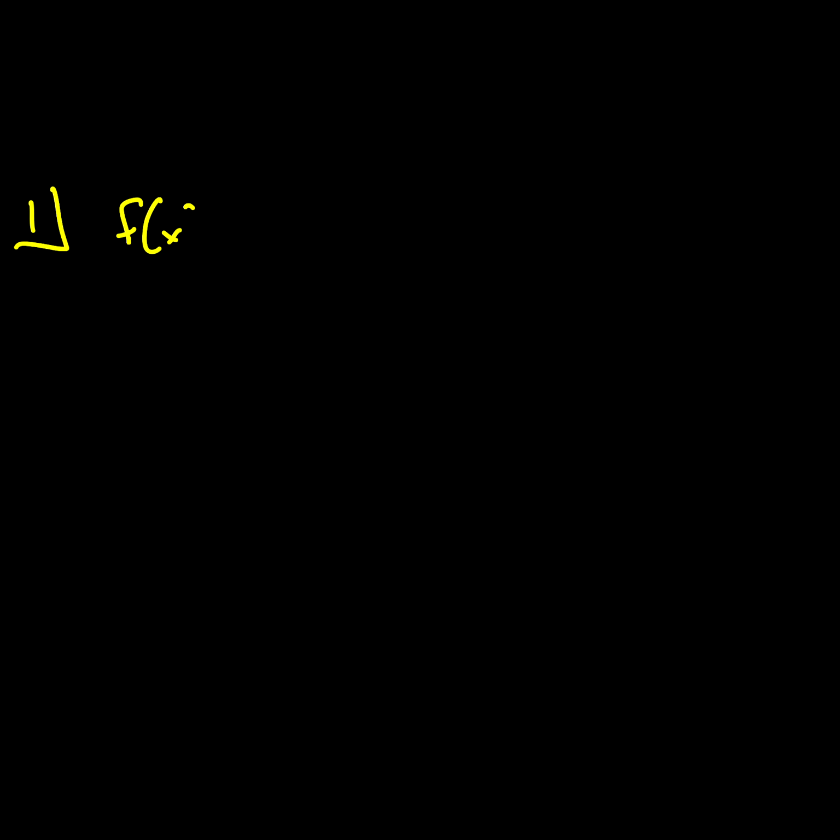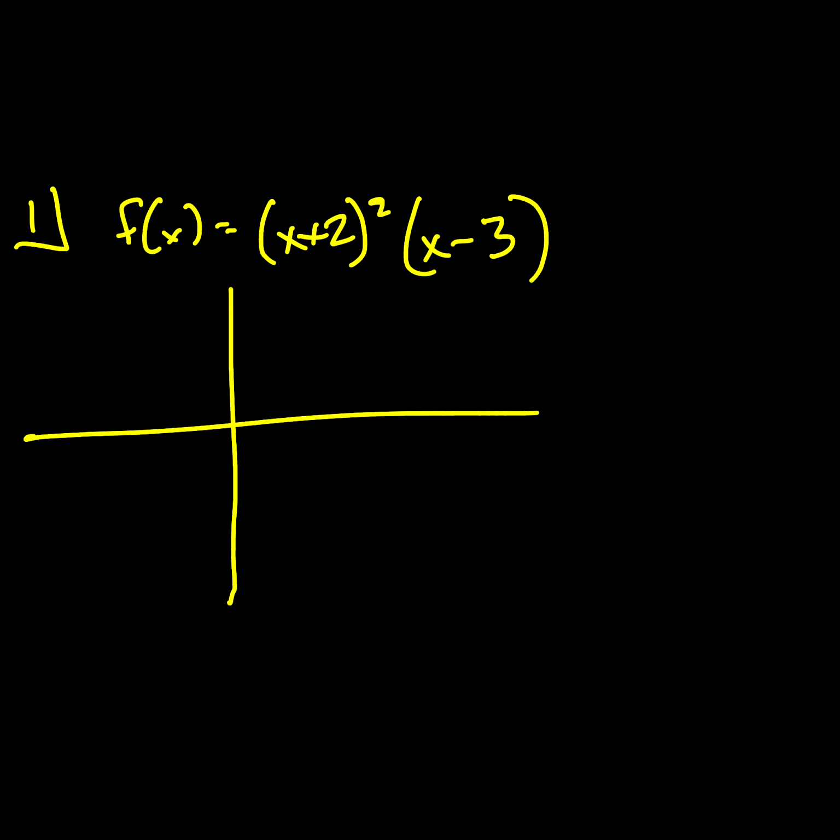They say f of x equals (x plus 2) squared times (x minus 3). So if we're looking at our graph, we know that there's something going on at negative 2. We also know there's something going on at positive 3. Right? We're good with that? Okay. Now, how are we supposed to know what's going on with our end behavior? Like, how do we know if we're coming in from this angle and going through, or this angle?